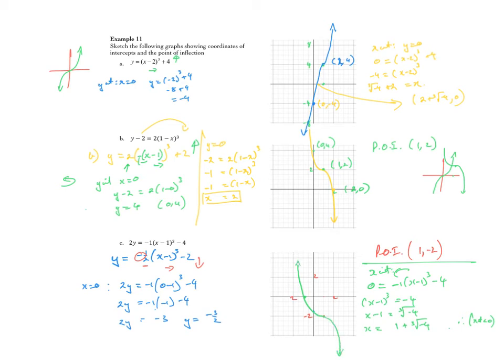And we can draw it down. Point of inflection we said was at (1, -2). That point we said was (1 plus cube root of -4, 0). And we've got the point (0, -3) on there. So it said to label the coordinates, show the coordinates. So actually label the coordinates. All right?